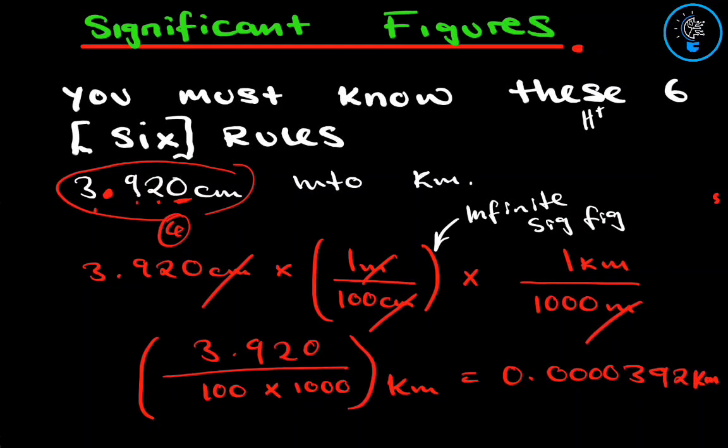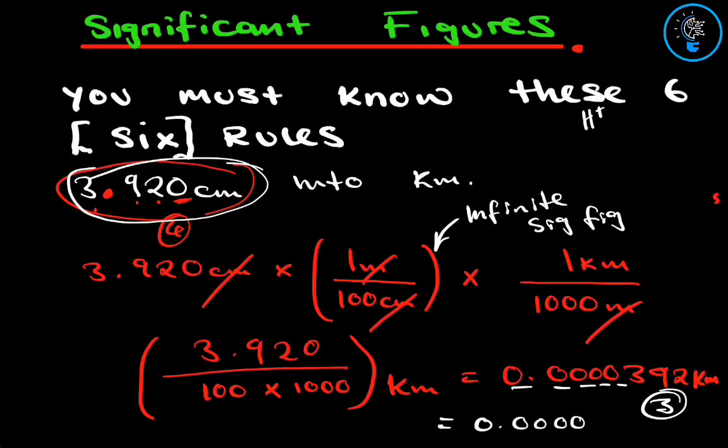And when dealing with multiplication, we take the number with the least number of significant figures. More about that in future; I will explain it as we go on in this video. But just know, we are going to get the number of significant figures of this particular number, which is 4. So the answer must have 4 significant figures. Remember, leading zeros are not significant. So this one has 3 significant figures. So we need to write it with 4 significant figures. So it should be written as 0.00003920 kilometers. So this must be your answer.